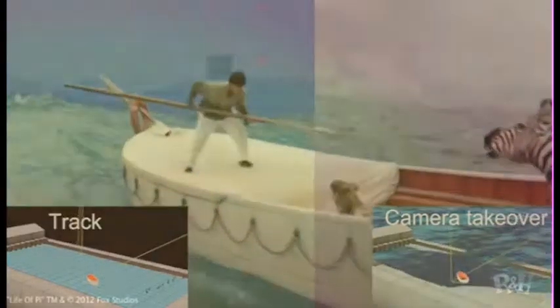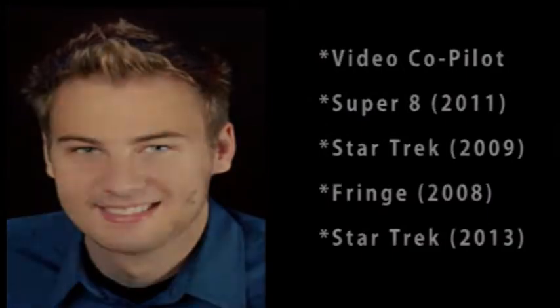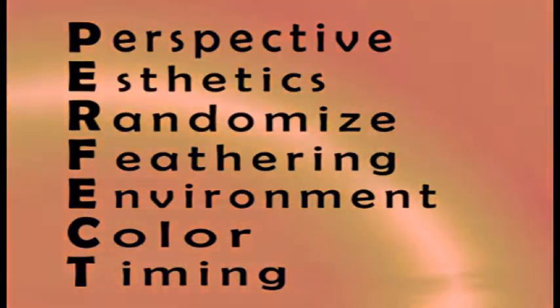Compositing's elements can be explained through an acronym called PERFECT, which special effects editor and your camera came up with. PERFECT stands for Perspective, Aesthetics, Randomize, Feathering, Environment, Color, and Timing.